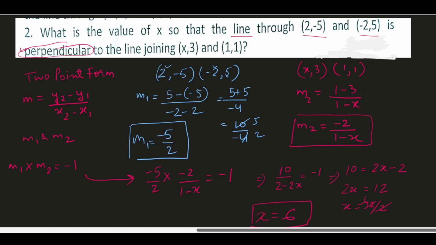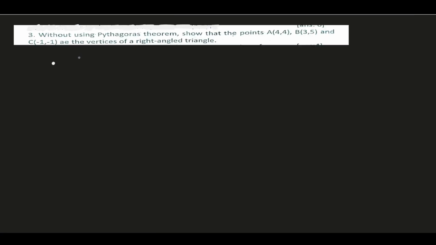I hope you all have understood. Let's move to the third question. The third question: without using Pythagoras theorem, show that the points A, B, and C are, there is a slight spelling mistake, without using Pythagoras, show that the points A, B, and C are the vertices of a right angled triangle.